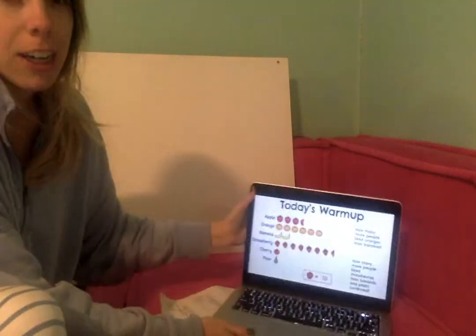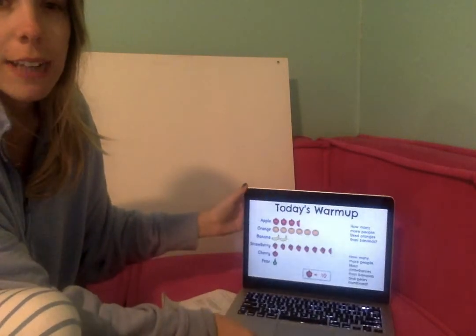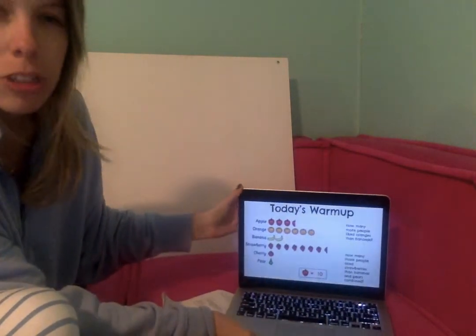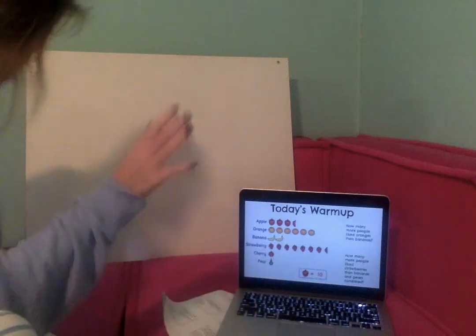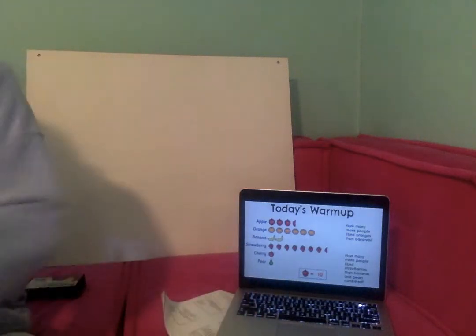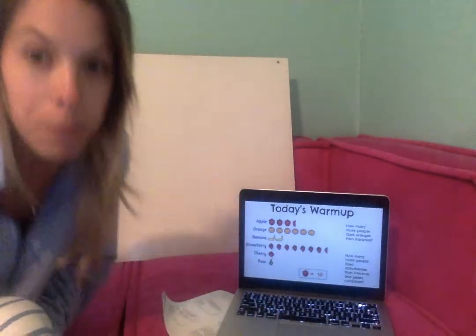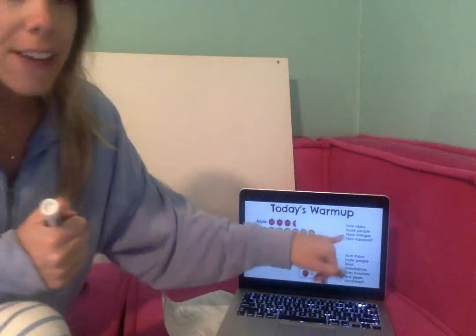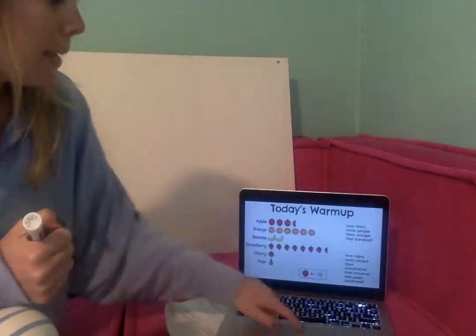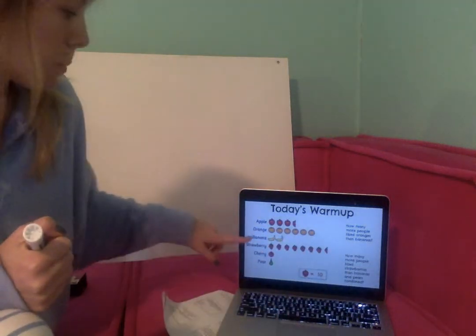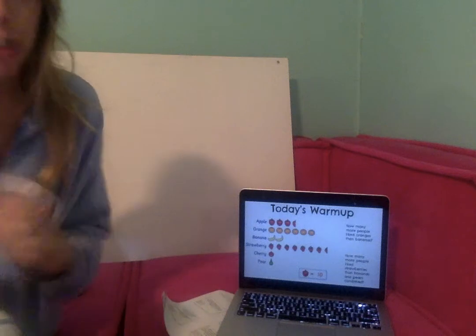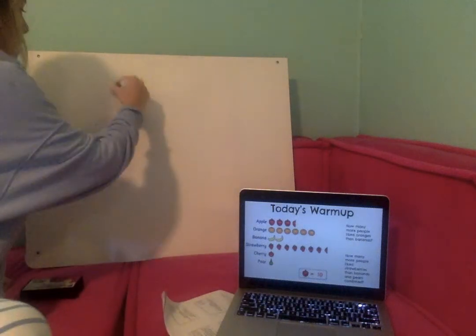Okay. Alright, so what I'm going to do over here is I know that it's harder to kind of see the screen, but you still should be able to see it. So what I'm going to do is I'm going to be going over the first problem and the second problem after I write out how many apples, oranges, bananas, strawberries, cherries, and pears there are. So for apple, I'm just going to write an A.